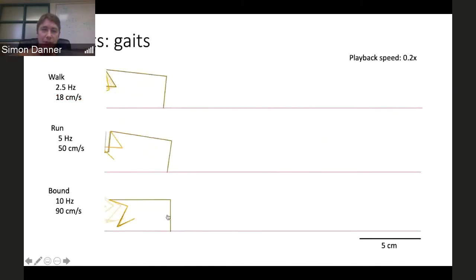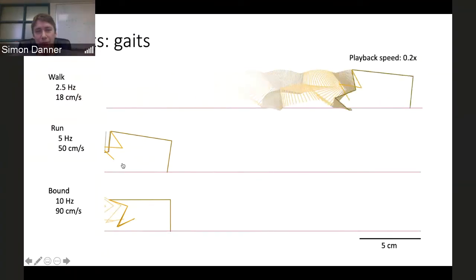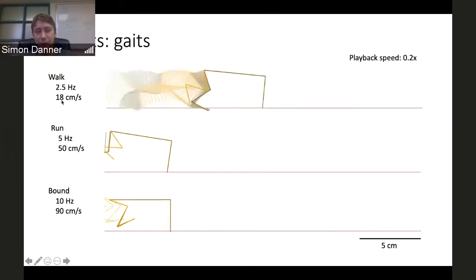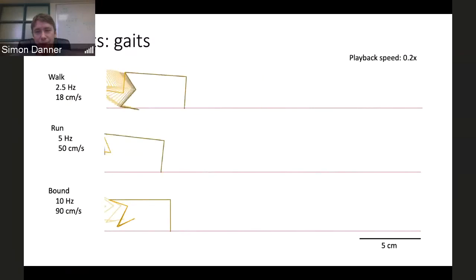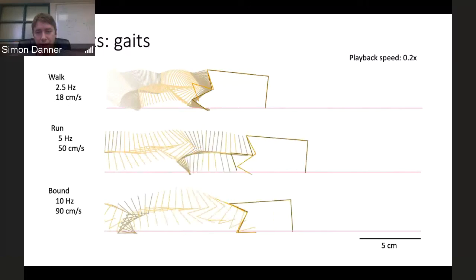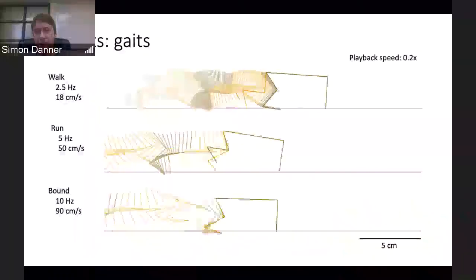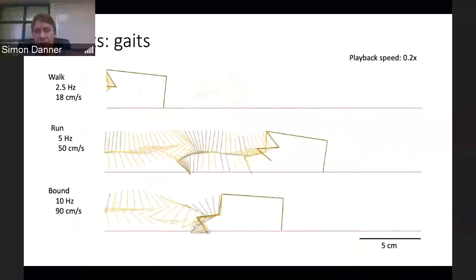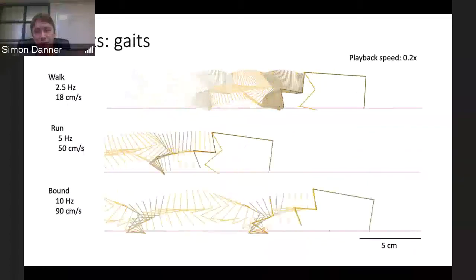Okay, so now the results. The model was able to walk at a low frequency and speed. It can run. Okay, and hop or bound. So these are the main three gaits if we just look at two limbs rather than four limbs.